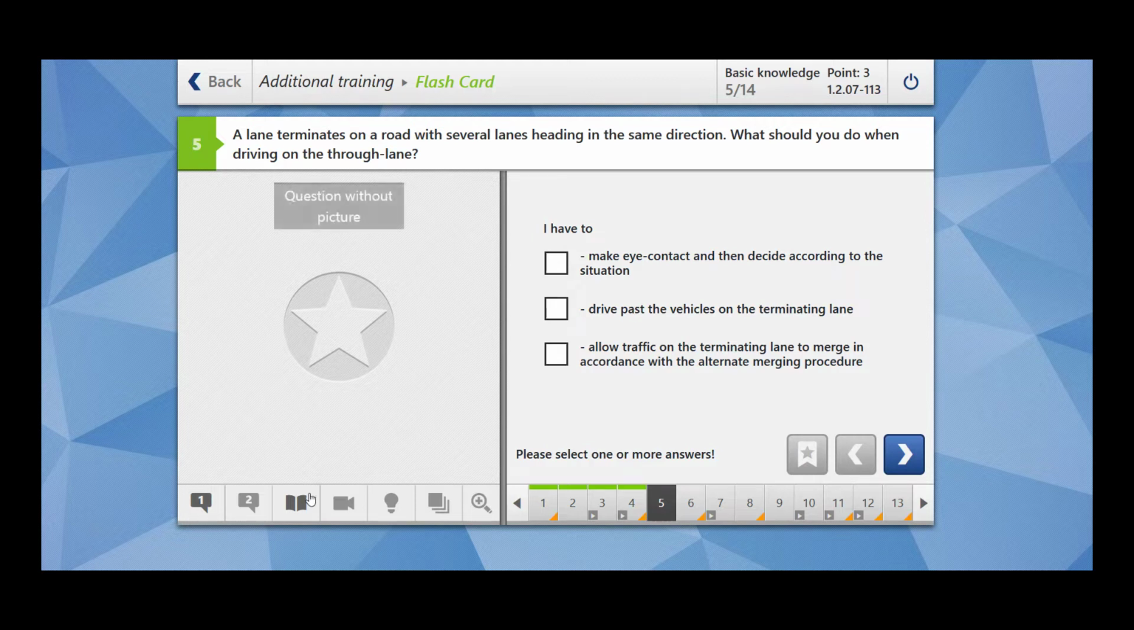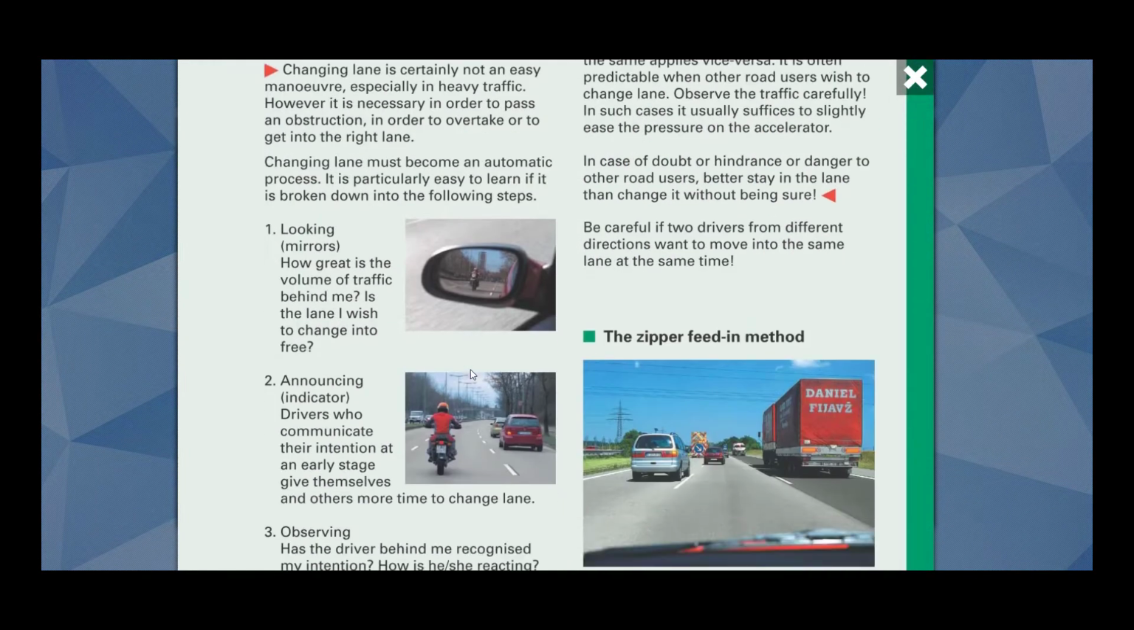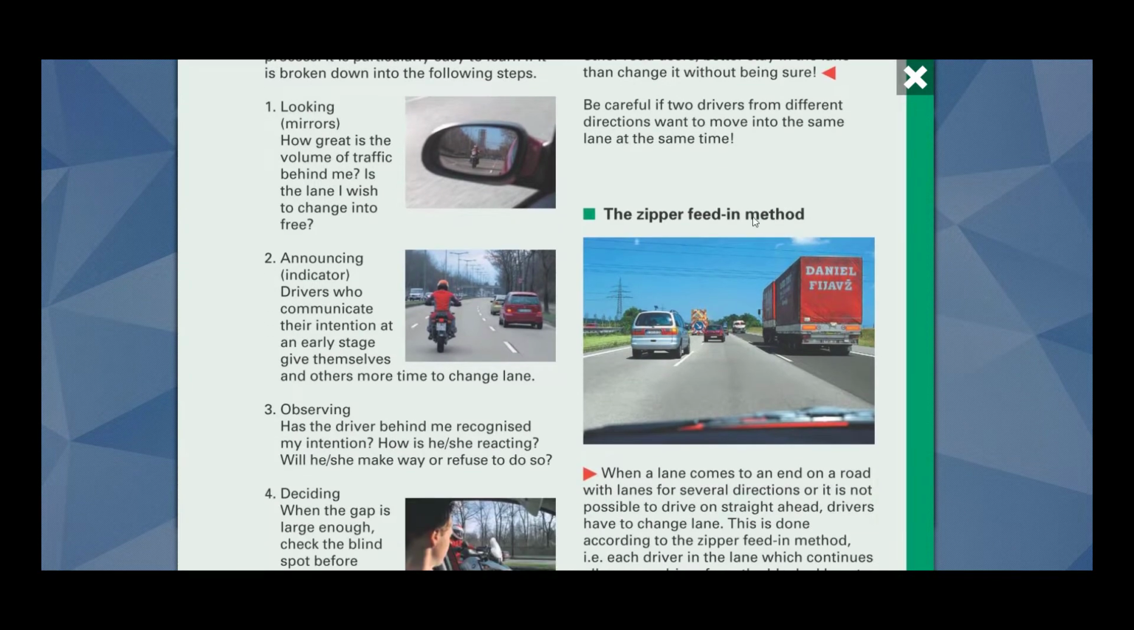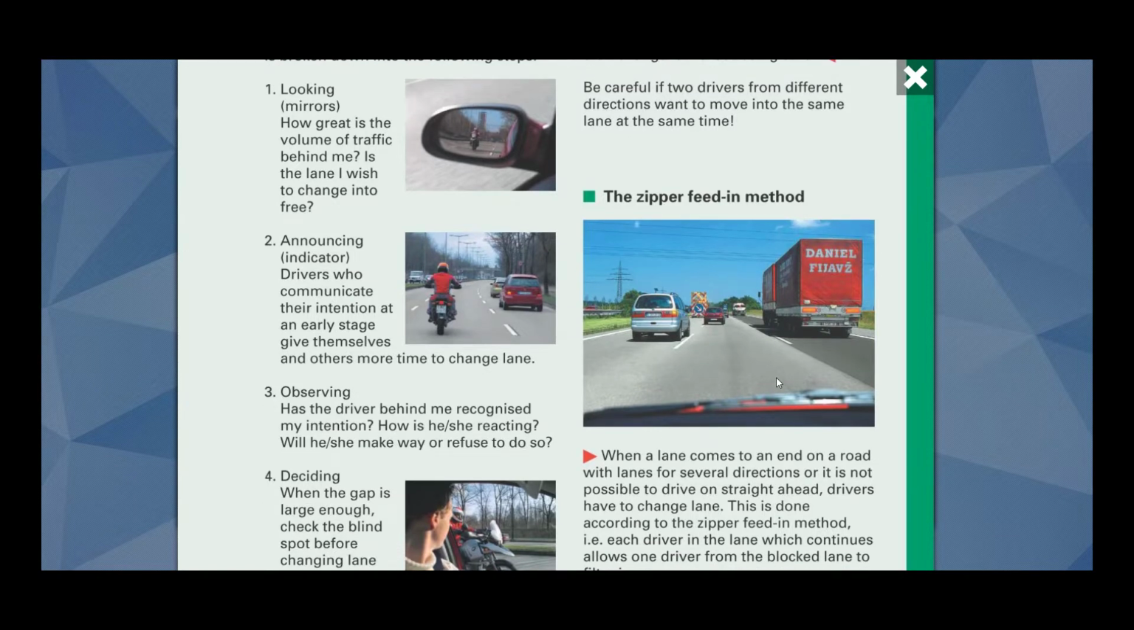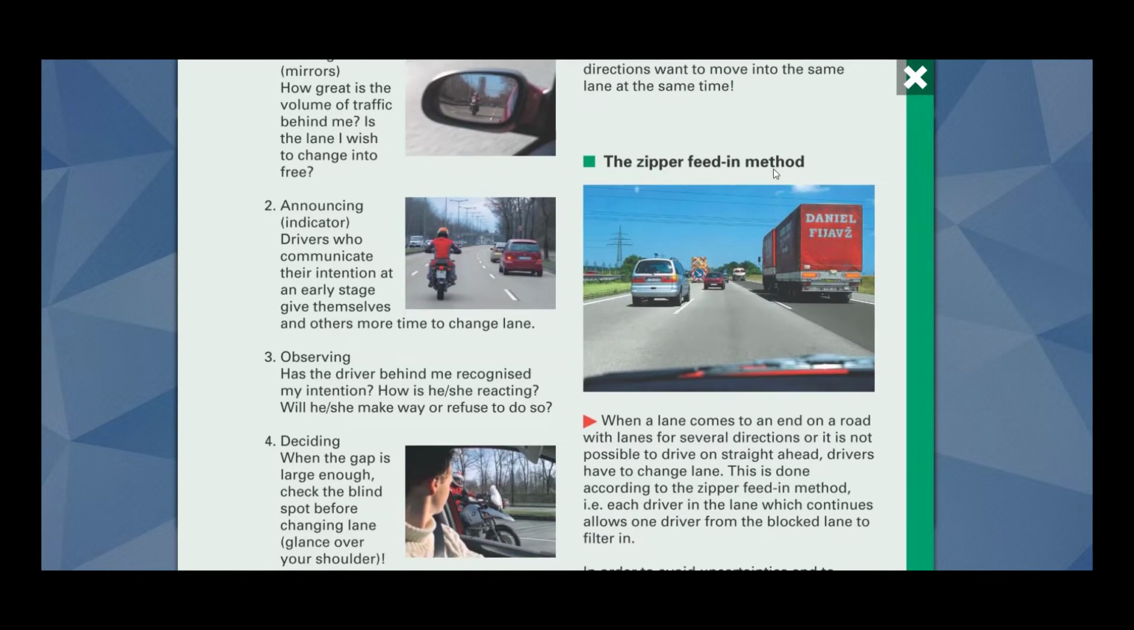Let me show you this in the picture. For example, if you see over here, this lane is the continuous lane because traffic can flow continuously. And what we see here on the left-hand side, because of this obstruction, some construction going on maybe, or some kind of obstruction, this lane is about to end. So it is a terminating lane. This is the continuous lane or through lane. So what you have to keep in mind in such a situation is the zipper feed-in method.